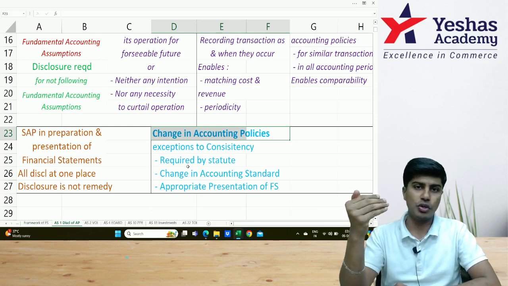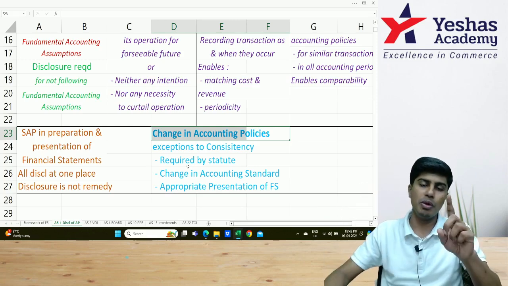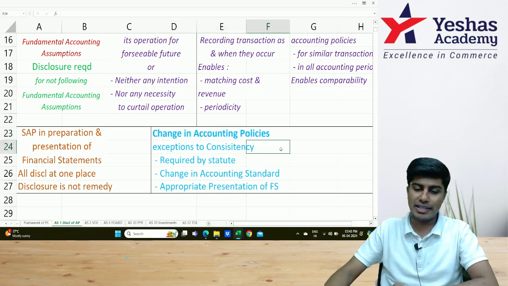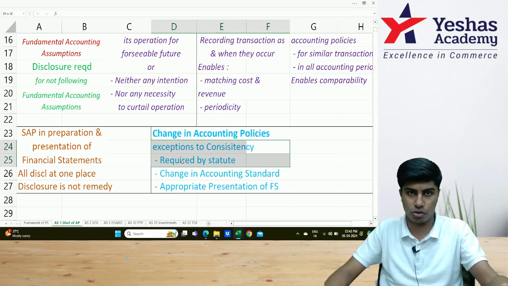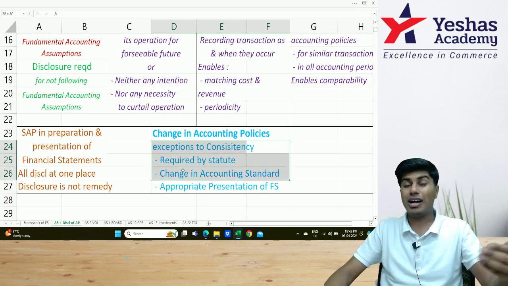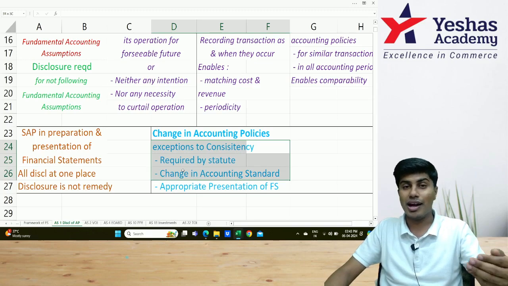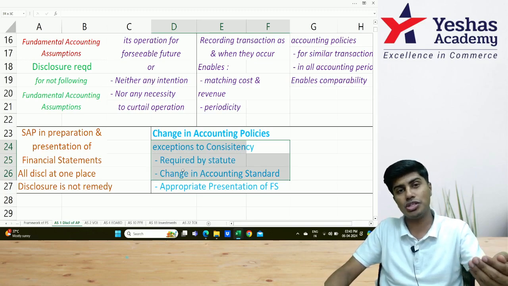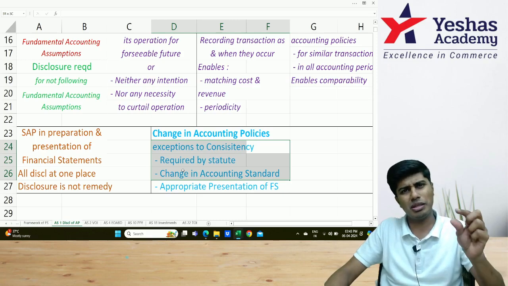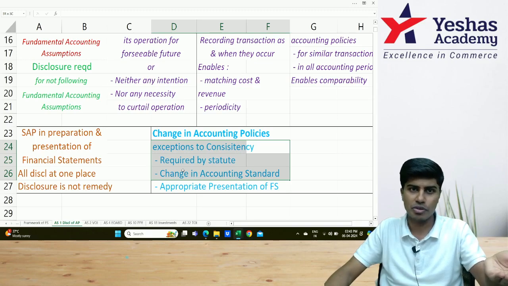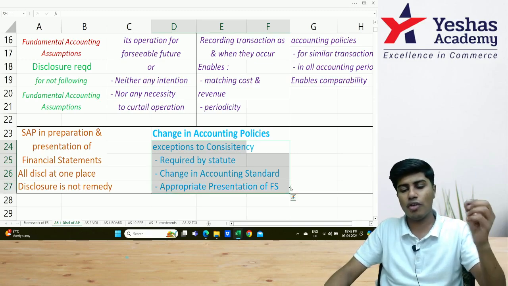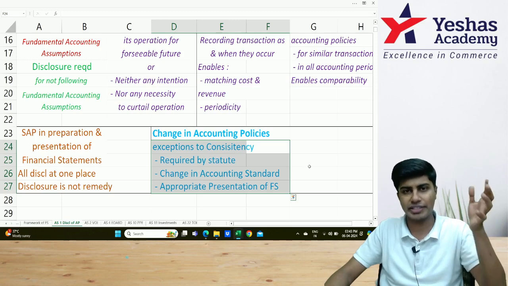But in order to change your accounting policy, it should be one among the following three reasons. Reason number one is the statute or the law has changed and the law wants you to change the accounting policy. Or the accounting standard has gone through a change and the new accounting standard wants you to change the accounting policy, or the paragraph in the accounting standard has been amended requiring you to change the accounting policy. Last one is for the sake of appropriate presentation of financial statements.